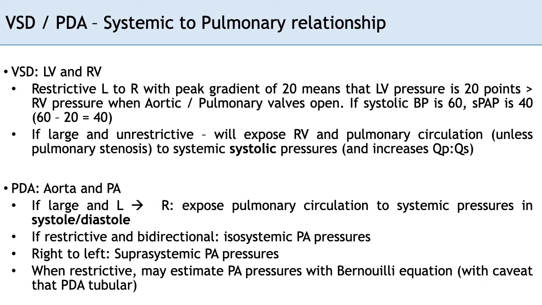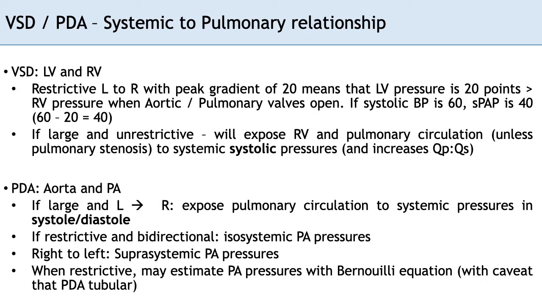So often, if it's large and unrestrictive, similarly, it will expose the pulmonary circulation to systemic pressures in systole and diastole, as well as overflow circulation. But if it's restrictive, depending on the direction, first of all, you can have a sense of the PA pressure. For example, if it's bidirectional, typically you should have around isosystemic PA pressure. If it's right to left, it's suprasystemic PA pressure. So right to left, I mean the pulmonary pressure is shunting to the systemic compartment.